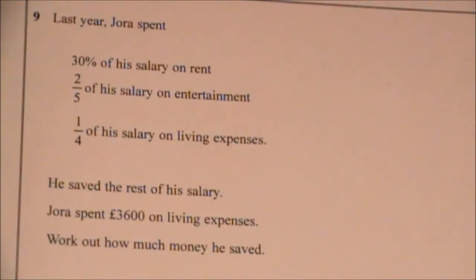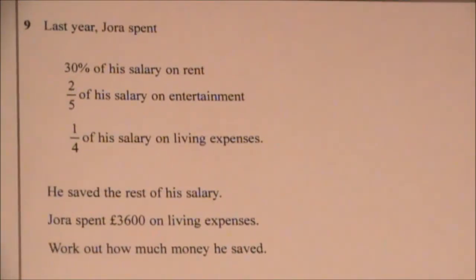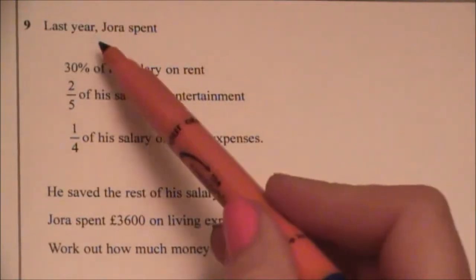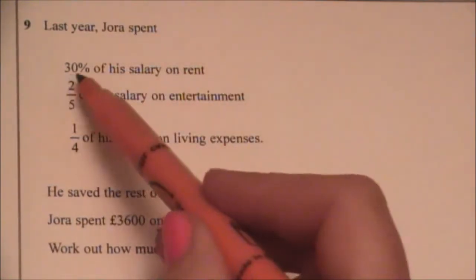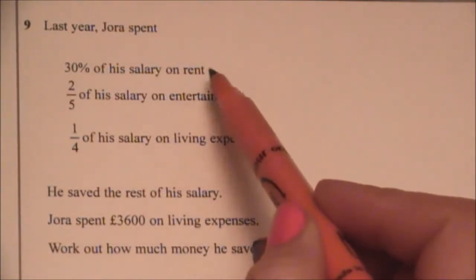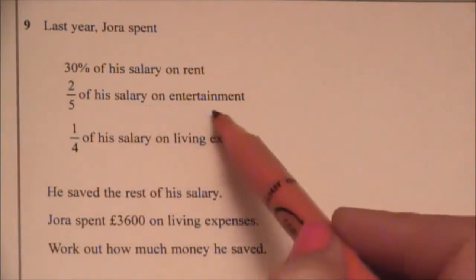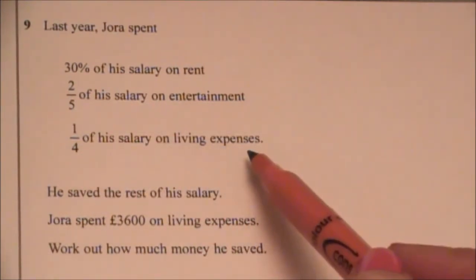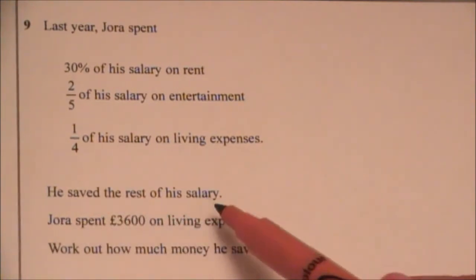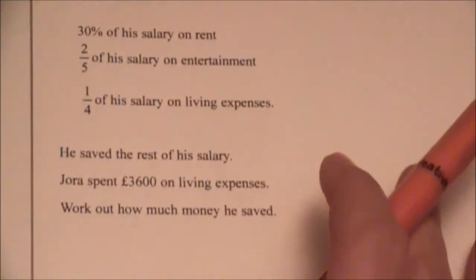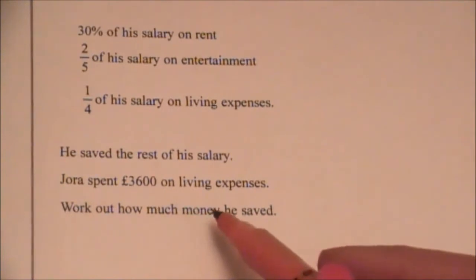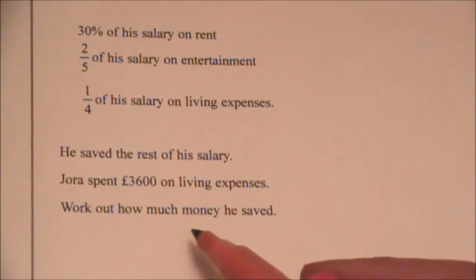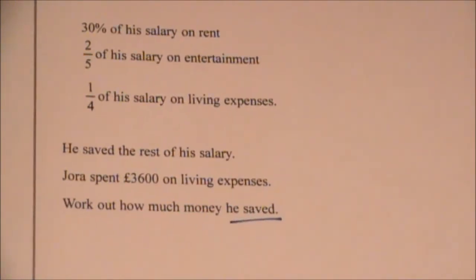Question 9 is a fraction, decimals and percentage question, and it's worth 5 marks. I think this is a really lovely question. Last year, Yora spent 30% of his salary on rent, 2/5 of his salary on entertainment, 1/4 of his salary on living expenses. He saved the rest of his salary. Yora spent 3,600 on living expenses. Work out how much money he saved.